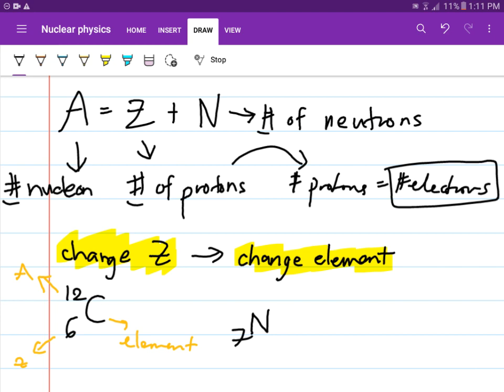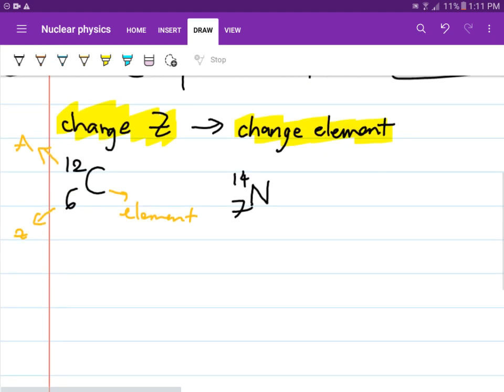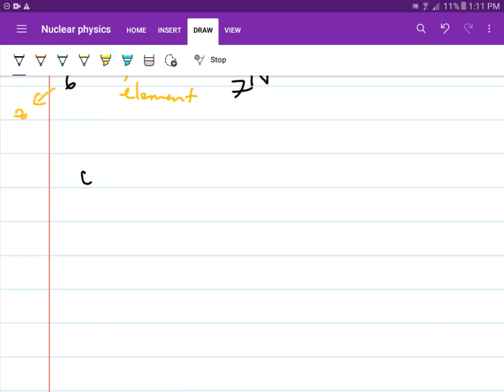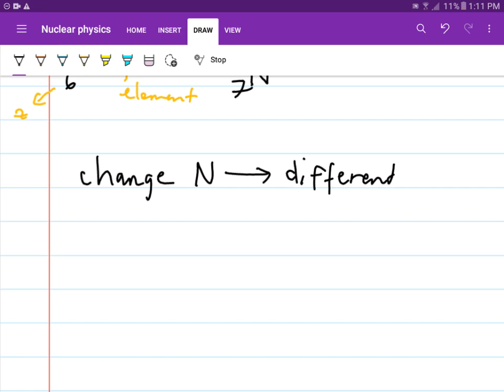So 7 protons plus 7 neutrons is equal to 14. Changing the number of protons will change the element. Now what if we change the number of neutrons, or N? Changing the number of neutrons would result in a different isotope.